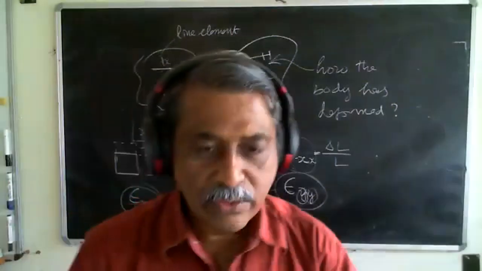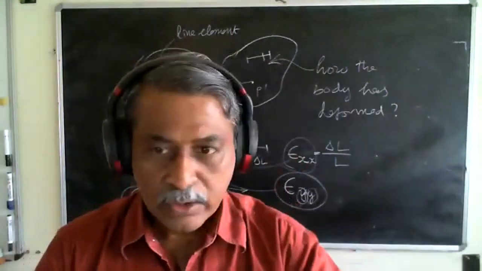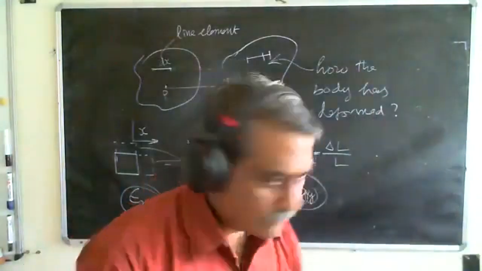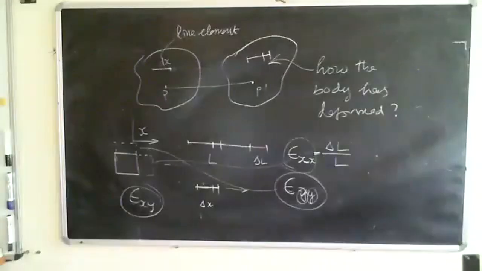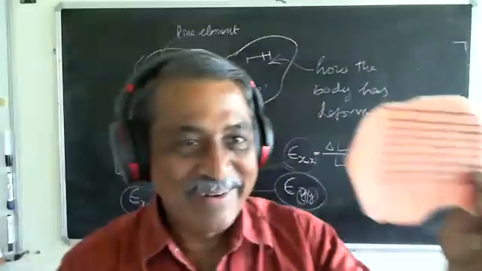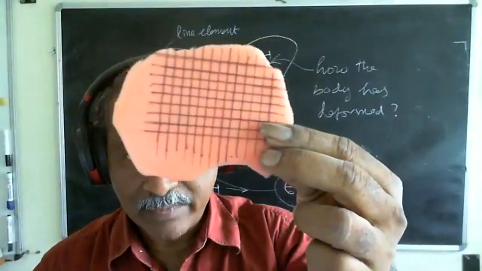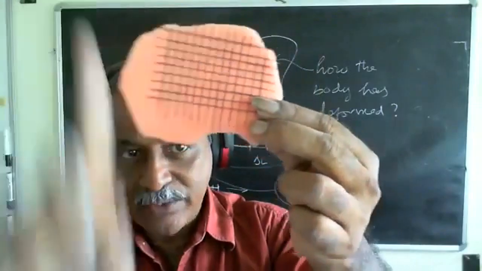For that, I'm just going to show you. What I've done here is I've taken an arbitrary body. Just for your visual effect, I'm going to do this. Give me a second. I now have an arbitrary body. Are you able to see? Okay, I have drawn the line elements. Let's say this is the x direction, this is the y direction.